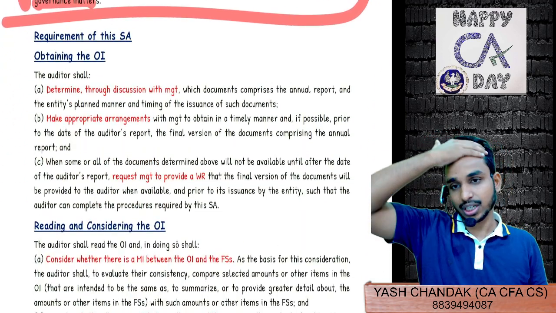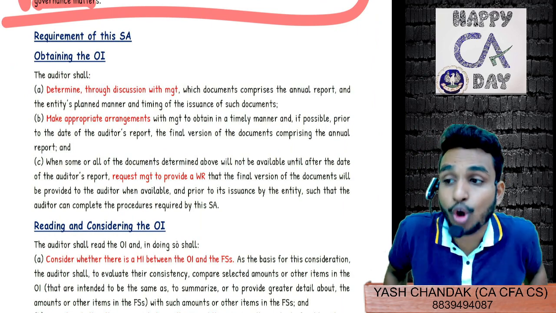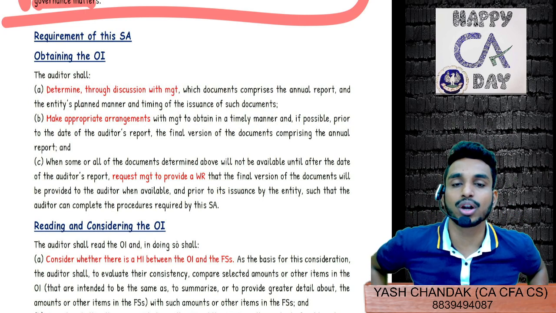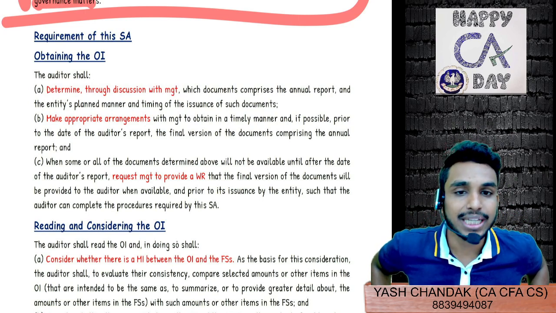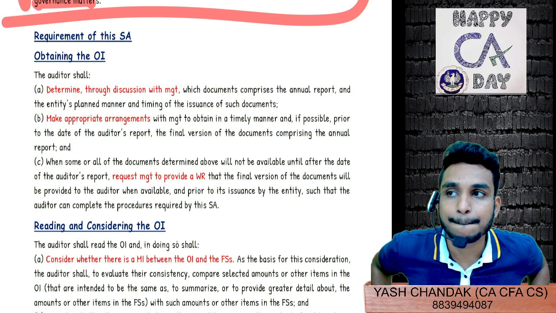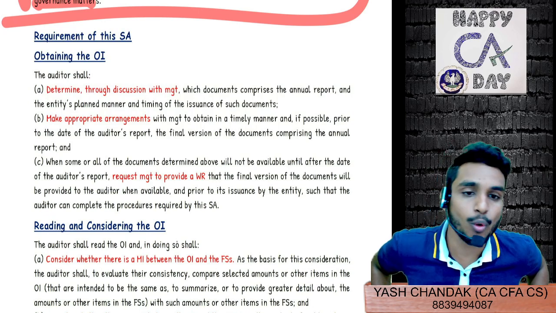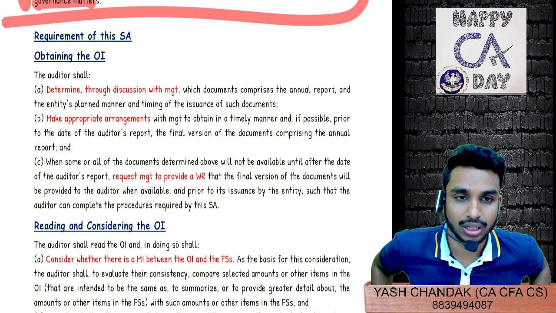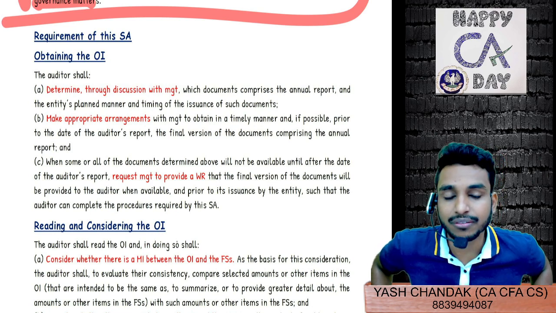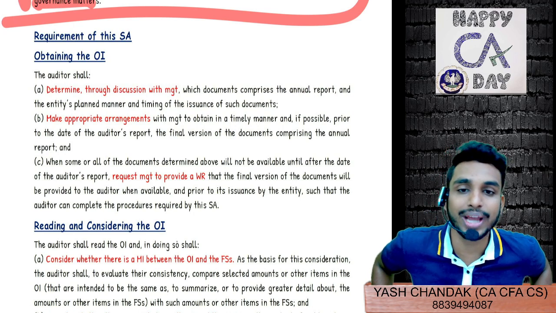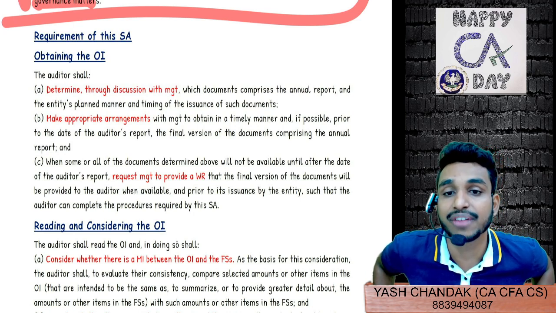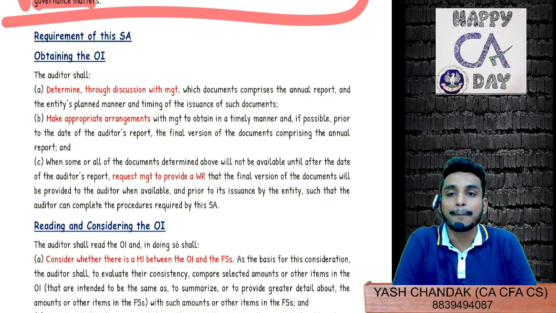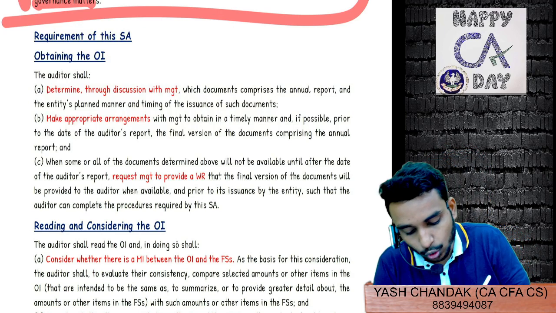Now the requirement of the standard on auditing. First we will start with how exactly we will obtain OI. So we have to know first what the objective of this standard was. We have to particularly see whether there is MI between OI and FS, and whether there is MI between OI and AKOA, right? And if there is MI between OI and AKOA or between OI and FS, then we'll have to see whether there is any MMS in OI. So before that, we have to first start by obtaining the OI, right? So how do we obtain OI?